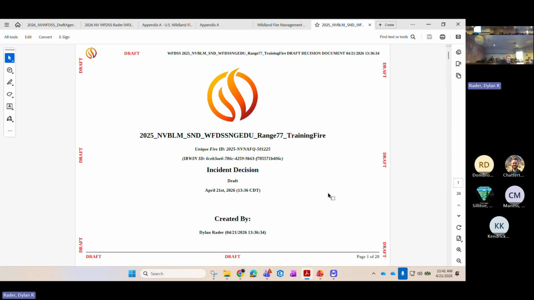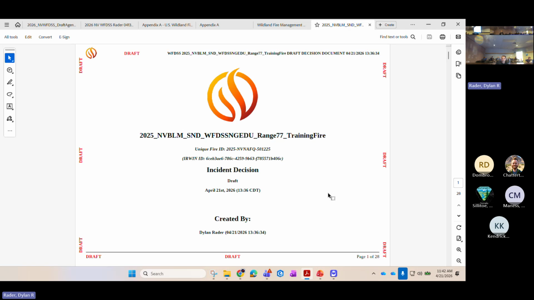The decision lives within WFDS, so people can log into WFDS and see the decision, but the actual decision itself is this PDF. If you want your WFDS decision, AKA the PDF version, to have maps and weather, other examples of good attachments that I've seen are leaders' intent documents and delegations of authority that get uploaded into the WFDS decision, right?